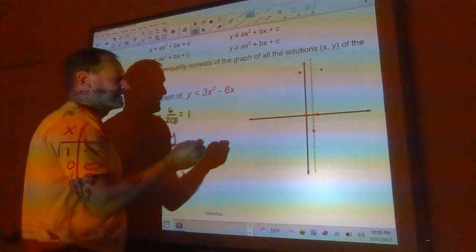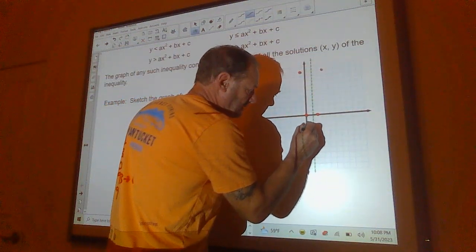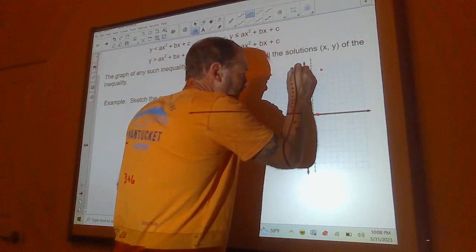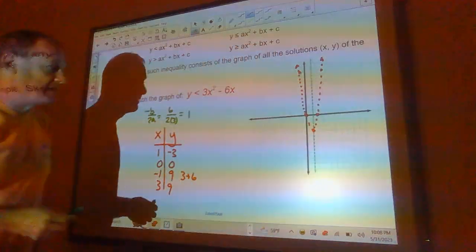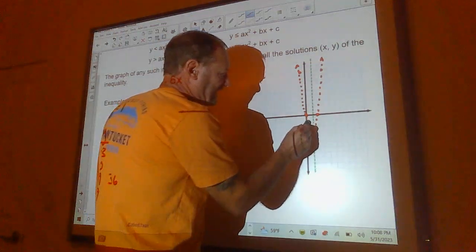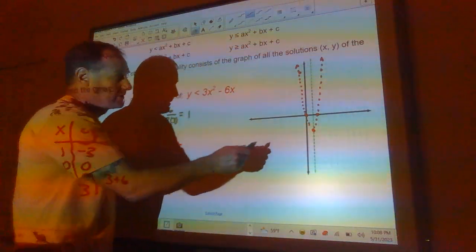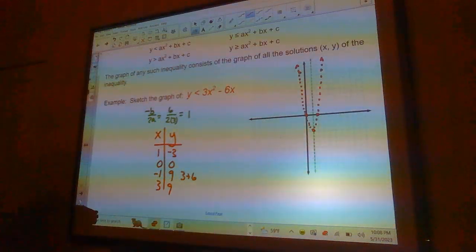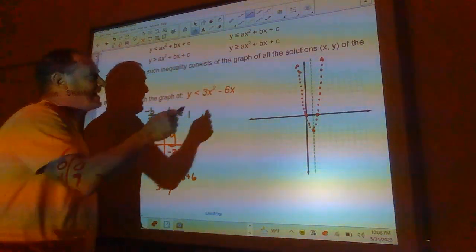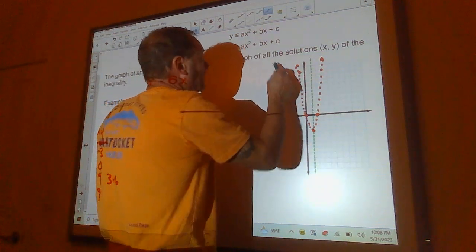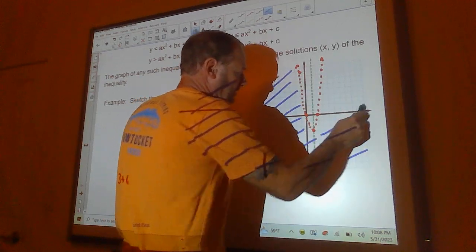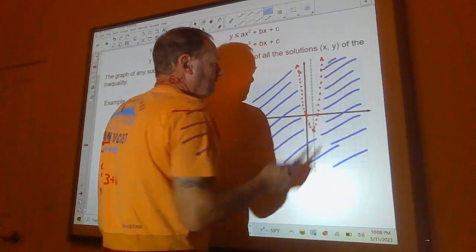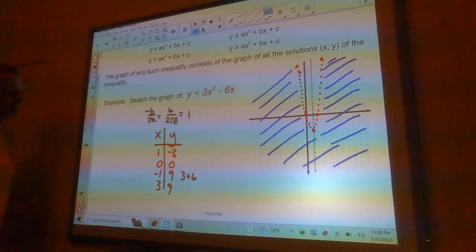So now, this is a less than, so this is going to be dotted. It's going to be very narrow. Okay, because remember, things that land on the parabola are not solutions to this. And then if I want less than that, I have to shade everything below this. So I'm going to shade all of this over here, that's going to be my solution. I don't want to be above it. I want to be below it. Okay, so there we go. There's our graph.